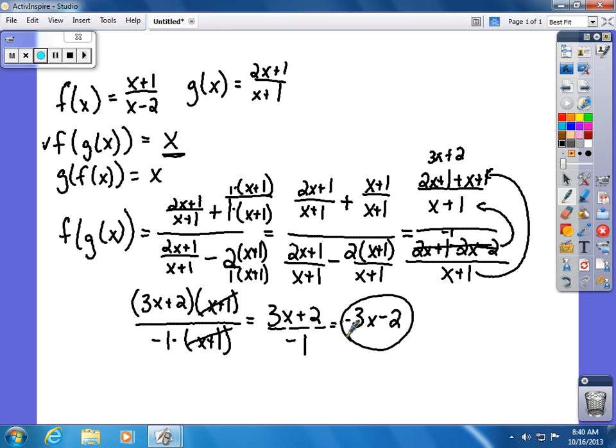However, if this had worked out to be x, you would still need to go in and check the opposite, meaning that you would take f of x and put it in for x in g of x, and make sure that that also simplifies down to x.